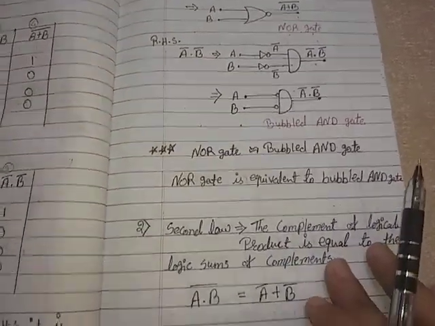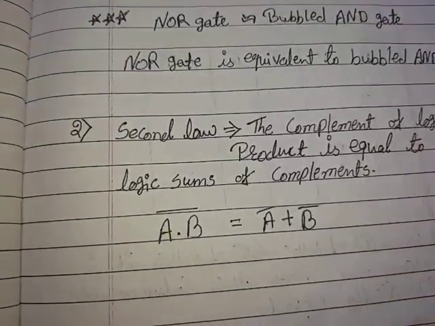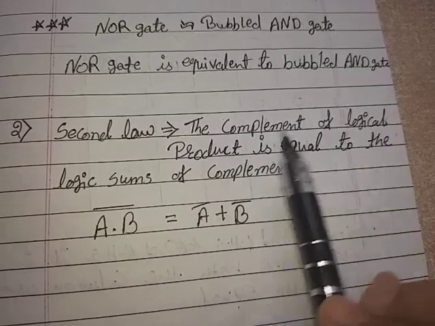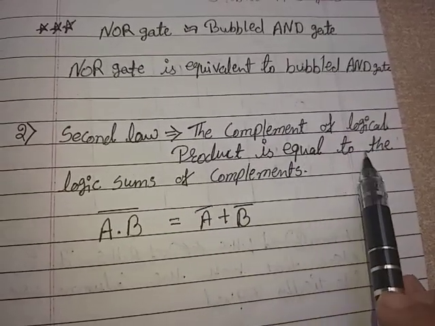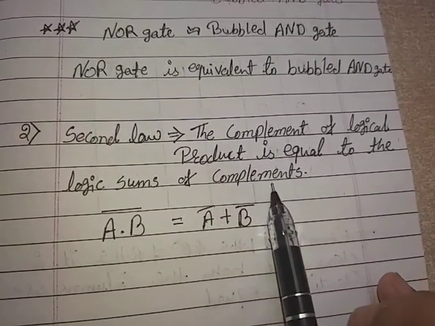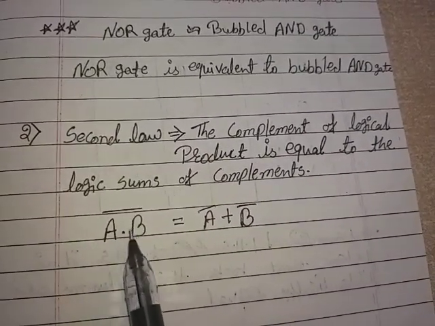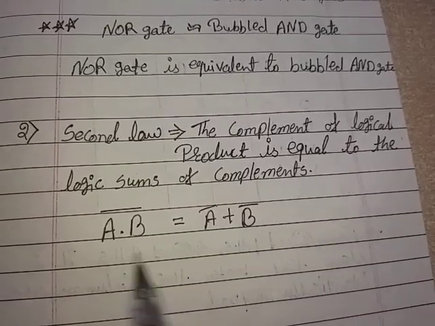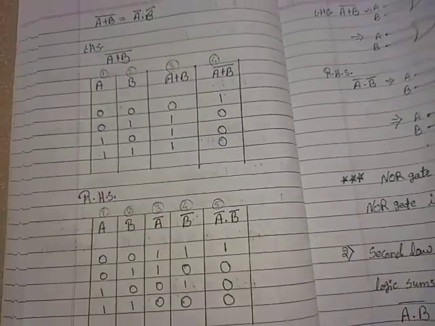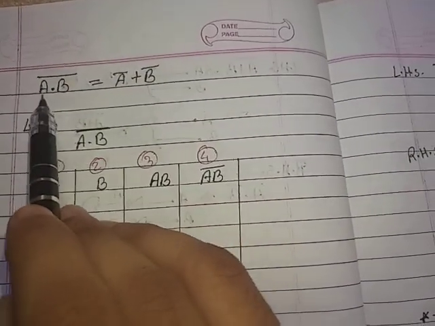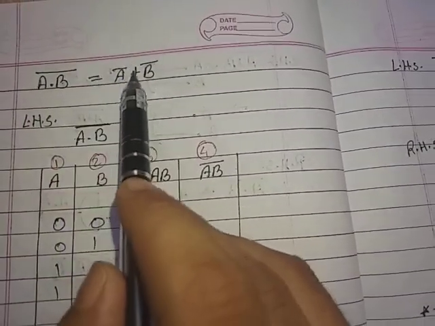Now let's move to the second law of De Morgan. The complement of logical product is equal to the logic sums of complements. A dot B to the whole bar is equal to A bar plus B bar. Now let's prove this by using same method. A dot B to the whole bar is equal to A bar plus B bar.